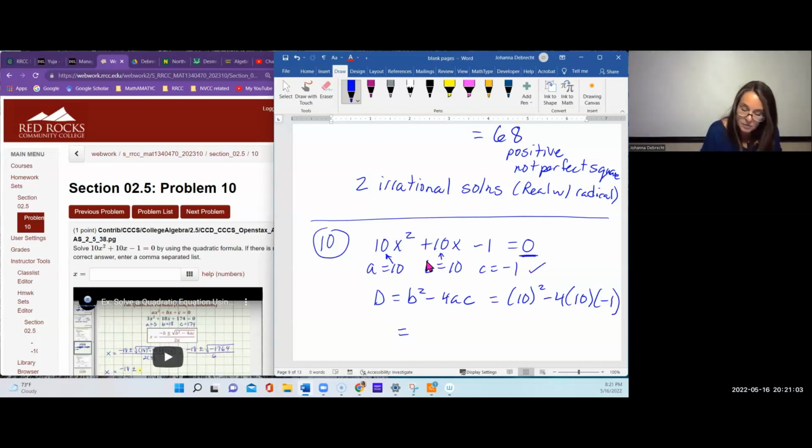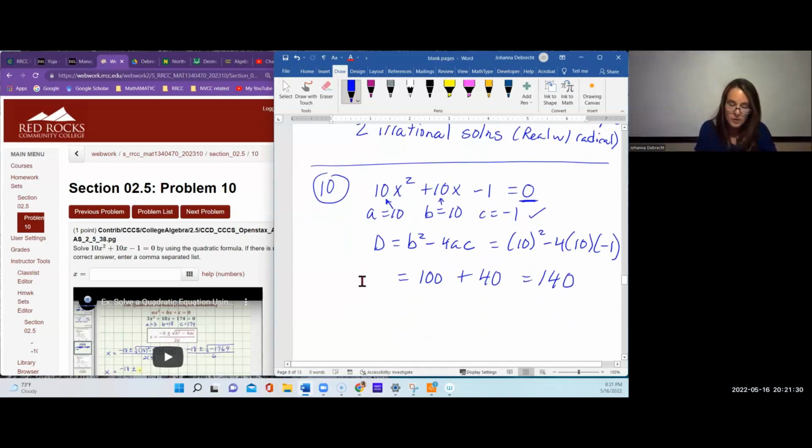Now we can multiply out the numbers and we get 100. Then we have a -4 times a +10 times a -1. 2 negatives make a positive, and 4 times 10 times 1 is 40. This gives me a discriminant of 140, which is not a perfect square. So I know I have two real solutions. They both happen to be irrational. How can I use this in the quadratic formula?